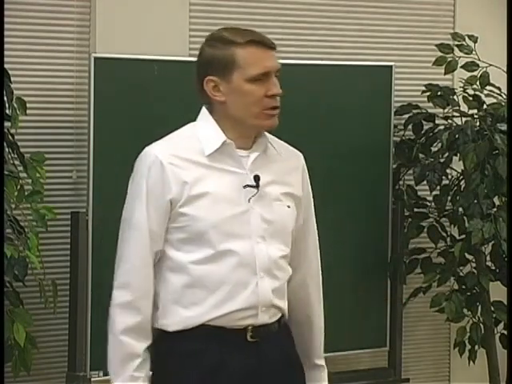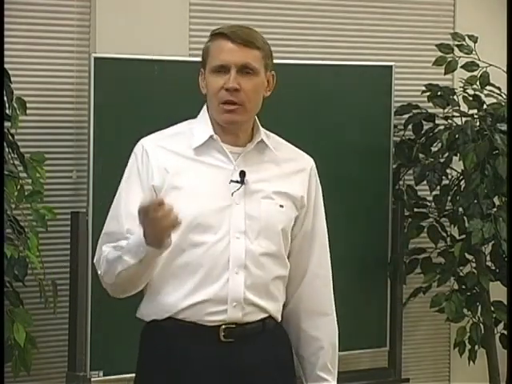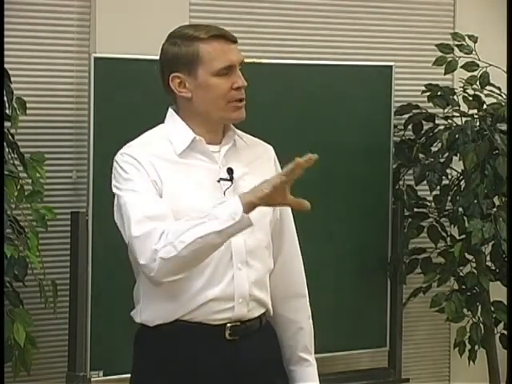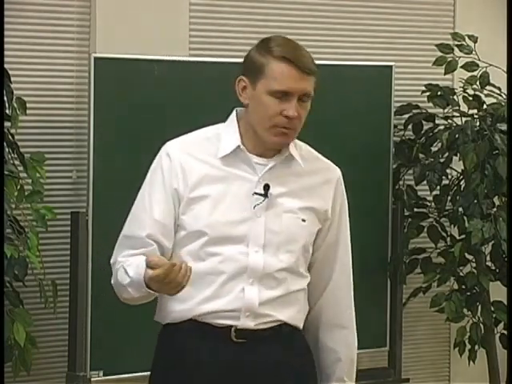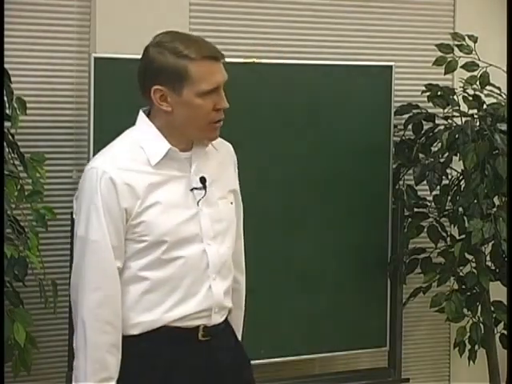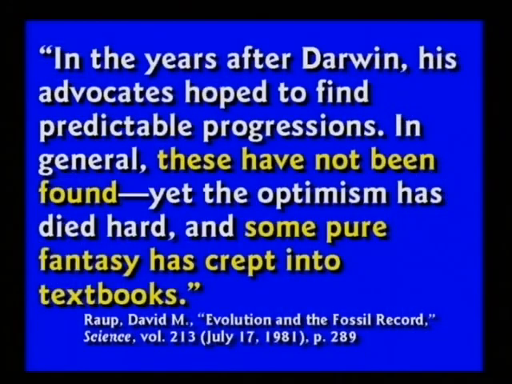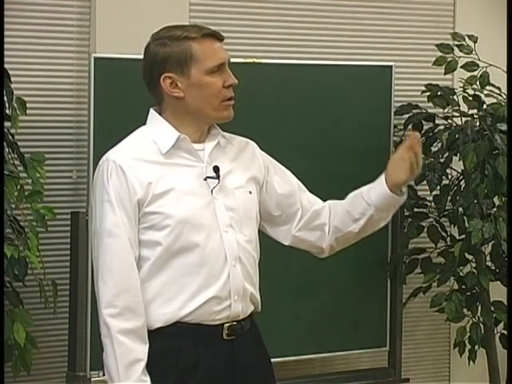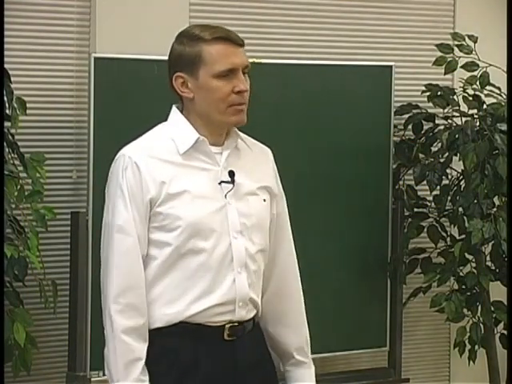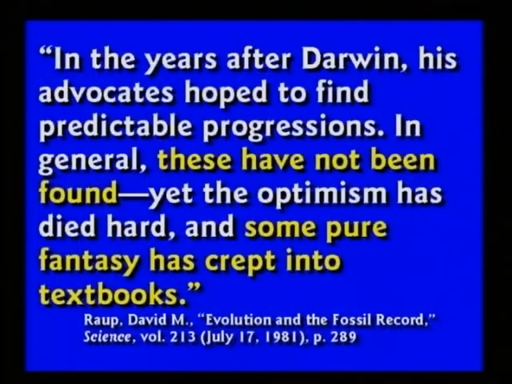David Ropp, who works at the American Museum of Natural History in New York City, is one of the guys at the museum, and he's a strong believer in evolution. He said, in the years after Darwin, his advocates hoped to find predictable progressions, by that, sequencing from apes to humans, slightly bigger, slightly bigger, slightly bigger. In general, these have not been found, yet the optimism has died hard, and some pure fantasy has crept into textbooks.